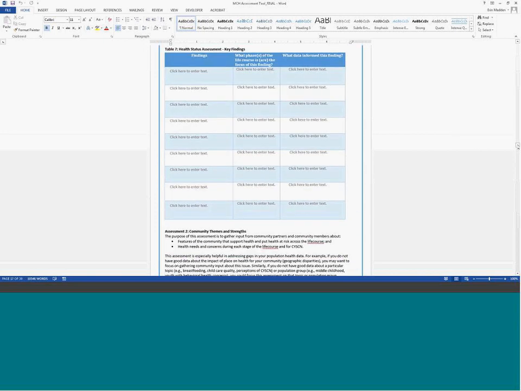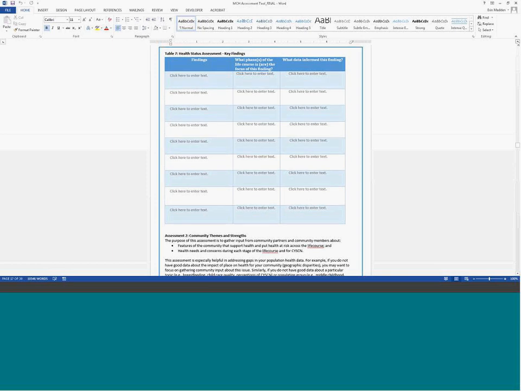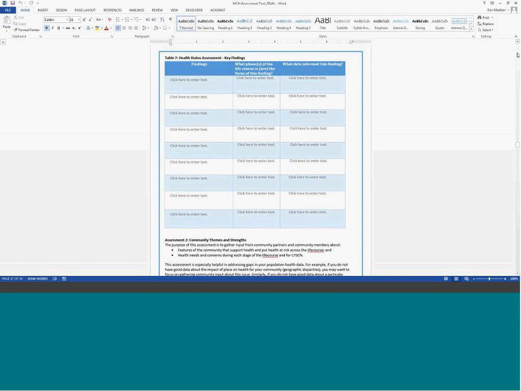Then in Table 7, you will summarize your key findings. So under the findings column, you'll create sort of a bulleted list of the things that stuck out to you as you reviewed all of those measures. Places where you noticed a disparity, places where you noticed differences between different counties, places where you were in a different place than the state is as a whole. So you'll summarize the findings in that first column.